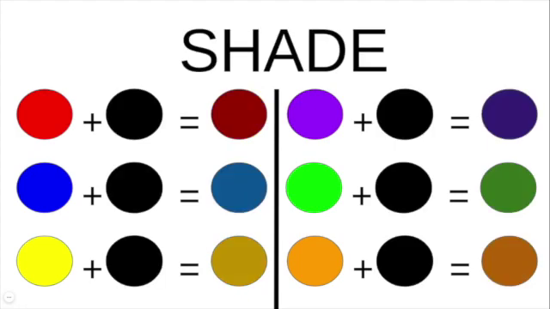Shade is when you add black to a color to make it darker looking. For example, if we mixed black and orange together, we would get the color burnt orange. If we mixed blue and black together, we would get a darker blue. Let's take a look at a few examples of tints and shades.